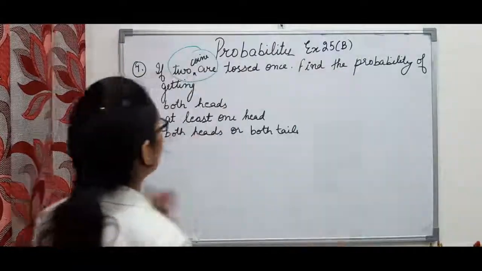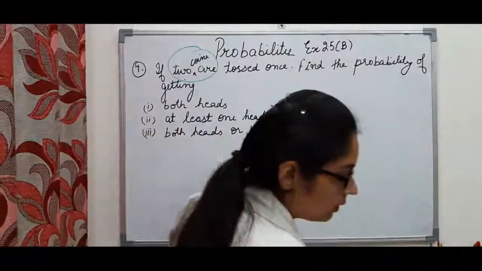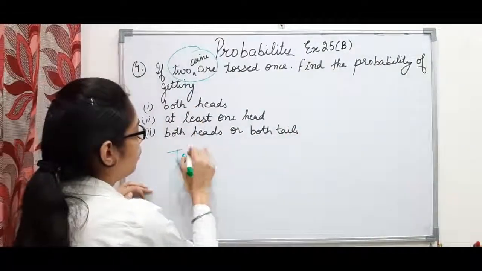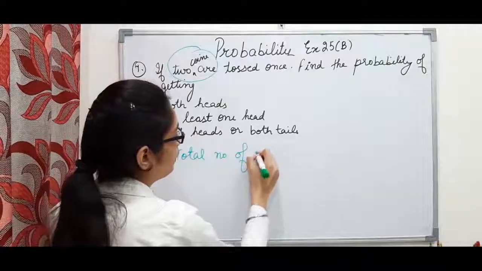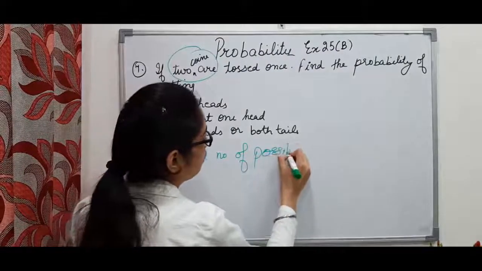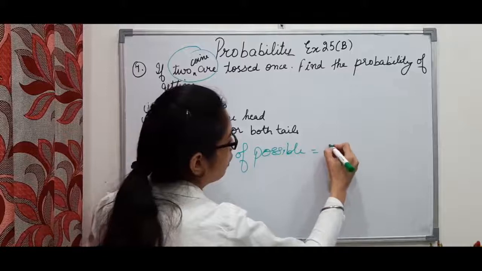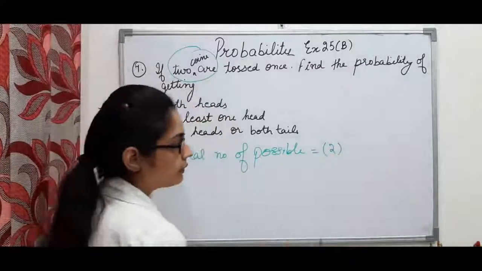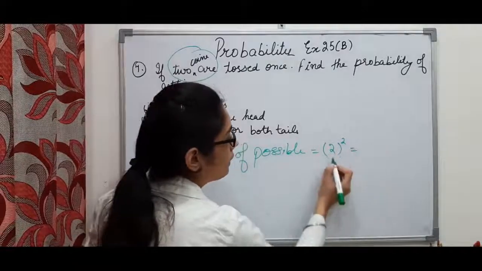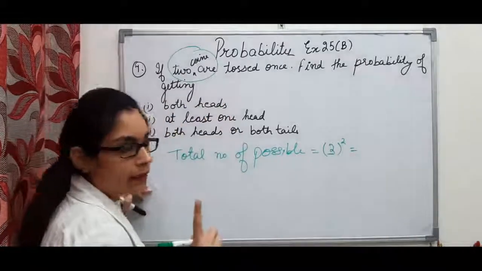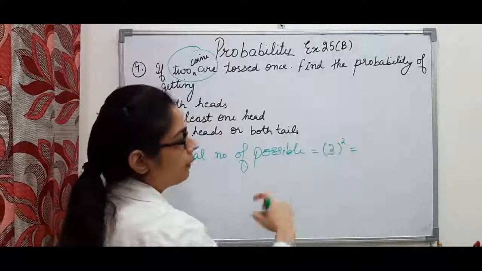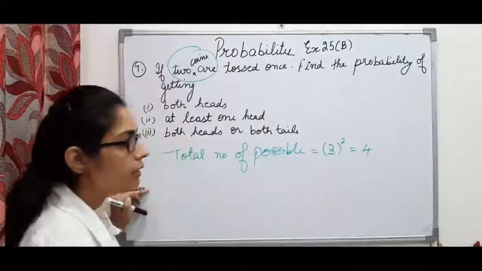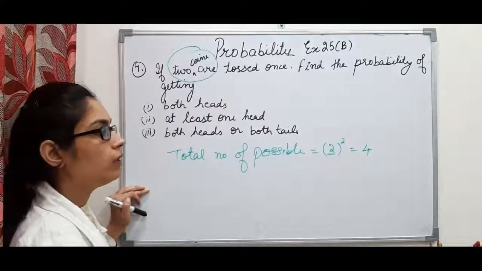So let's write down the sample space. First of all, we'll write the total number of possible outcomes, which I have already explained. The outcomes of one coin are 2. Since we are tossing 2 coins now, it will be 2 to the power 2. This is your outcome for one thing, and this is for how many times we are doing it. So 2 to the power 2 is 4, and now we have 4 total outcomes.